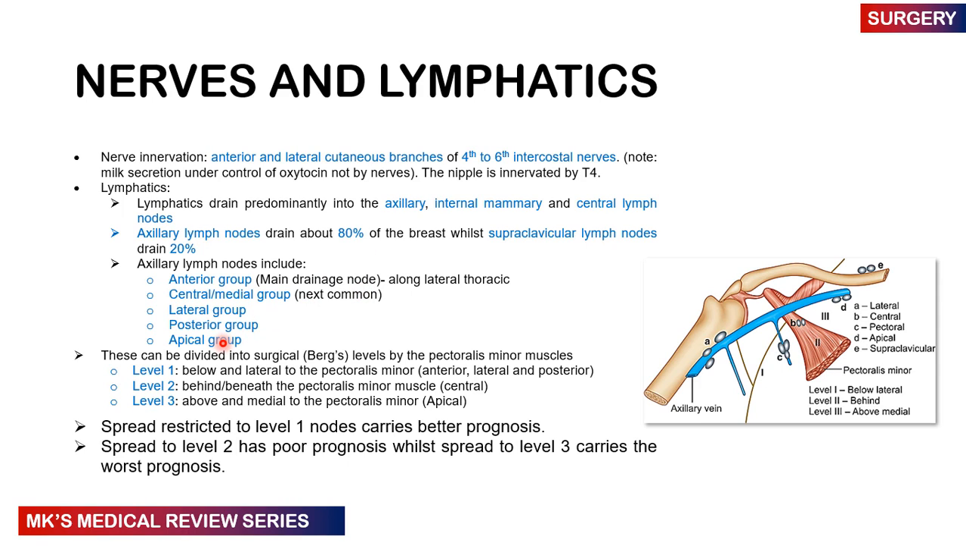We can actually divide these into surgical levels, which are known as Berg's levels. So this is in relation to the pectoralis minor. Level 1 is below and lateral to the pectoralis minor, so predominantly your anterior, lateral, and posterior groups of axillary lymph nodes. Level 2 is beneath or just underneath the pectoralis minor muscle, which are your central group. And level 3 are above and medial to the pectoralis minor, which are the apical groups. So remember that spread that is going to be limited to level 1 carries a good prognosis in terms of cancer. If it's going to level 2, it's going to be carrying a poor prognosis, while those at level 3 carry even the worst prognosis.